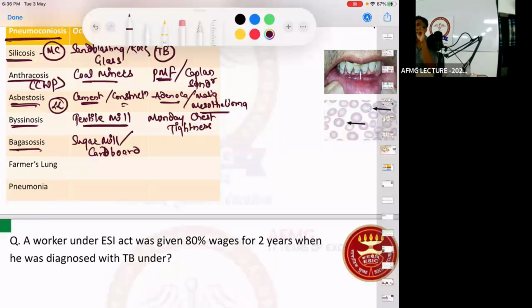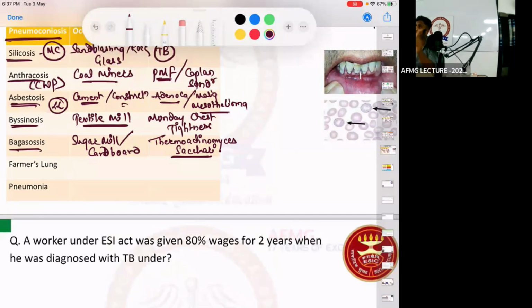And here, an important thing to remember is that in bagasosis, the organism which causes the disease is known as Thermoactinomyces. Caused by what? Sugarcane. So it is also known as Thermoactinomyces saccharii. Remember Thermoactinomyces from sugar. Okay. So bagasosis is caused by which organism? Thermoactinomyces saccharii.